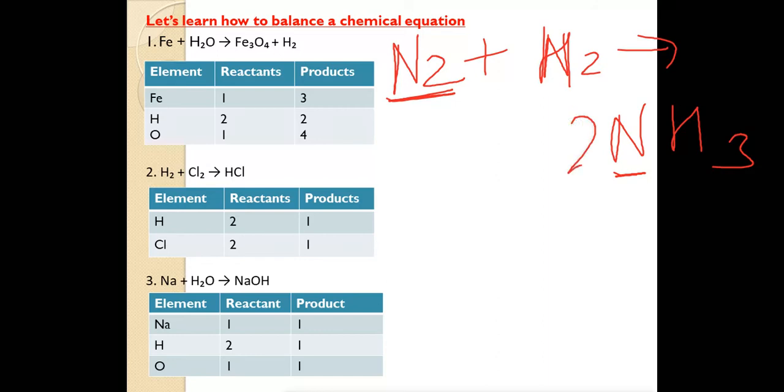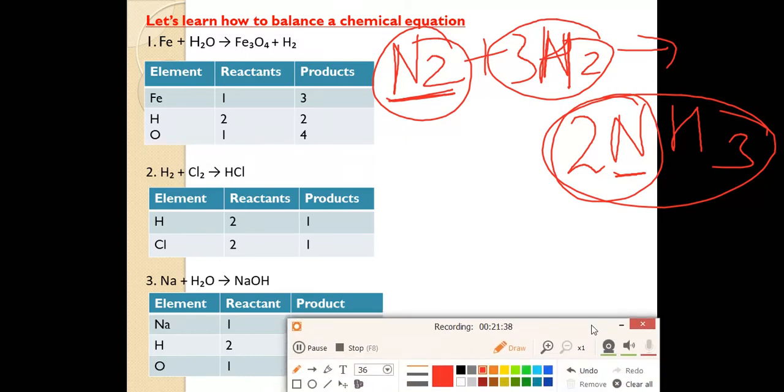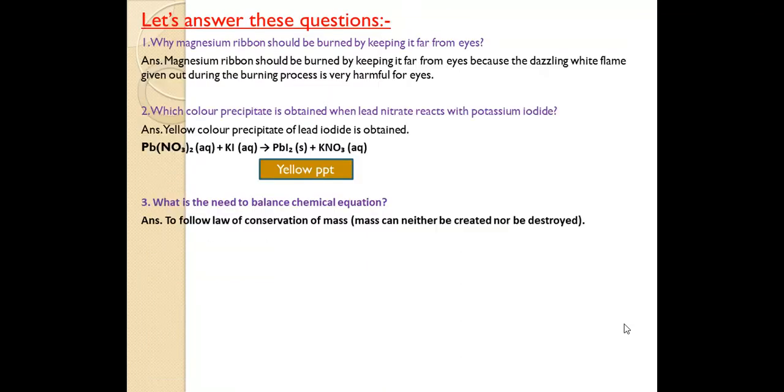First of all, we'll put a 2 for this. So 2 atoms of nitrogen on both sides. This is balanced. Now how many hydrogen do we have on the product side? 6 hydrogen. So we have to balance this hydrogen also. So we'll put a 3. Now 6 atoms of hydrogen on the reactant side, 6 atoms of hydrogen on the product side. By this method we have balanced this equation. So this hit and trial method you have to use for balancing any reaction.